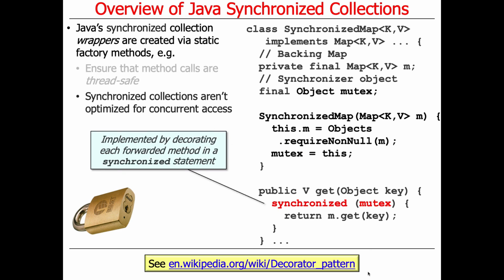And then whenever you call a method, like you call the get method, what that does is that goes ahead and synchronizes on the mutex, and then with that lock held, it goes ahead and delegates to or forwards to the map, giving it the parameter it wants to look up. And this is actually an implementation of the decorator pattern from the Gang of Four book. So that's basically how things work.